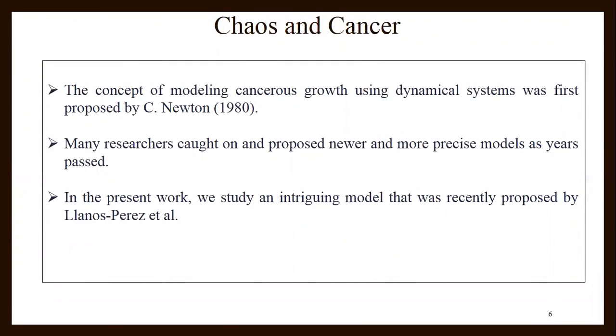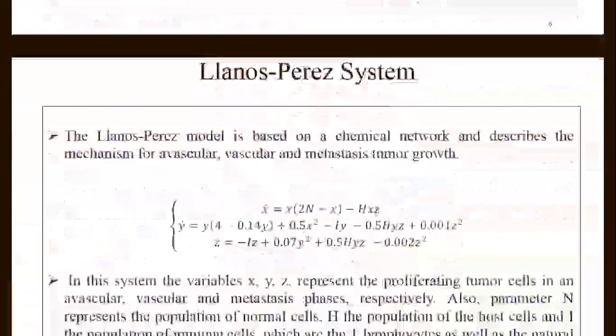Now, how is chaos theory connected to cancer? As you can see, the concept of modeling cancerous growth using dynamical systems was first proposed by Carol Newton in 1980. Many researchers continued and proposed newer and more precise models as years passed. In the present work, we study an intriguing model that was recently proposed by LaNSCom et al.